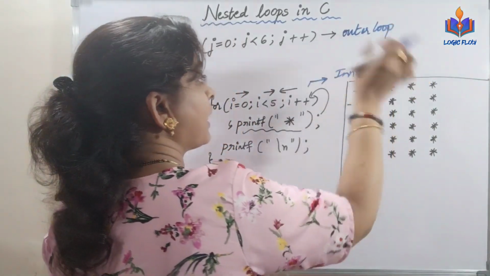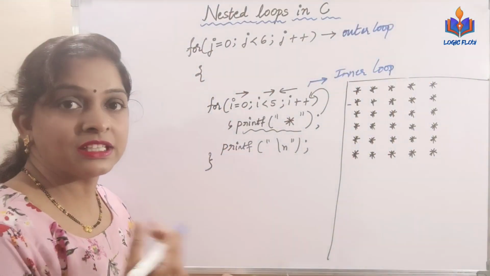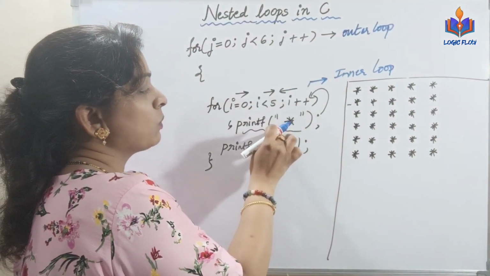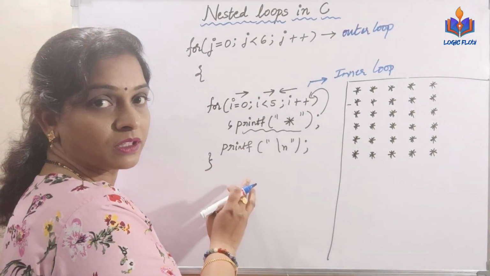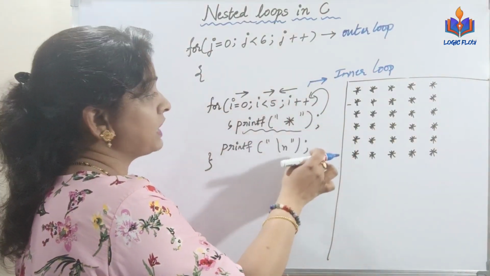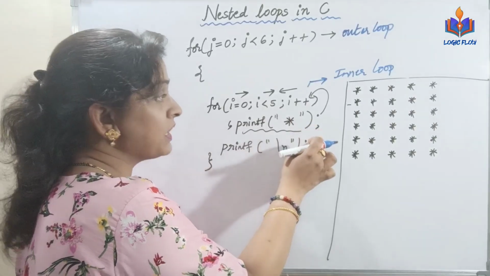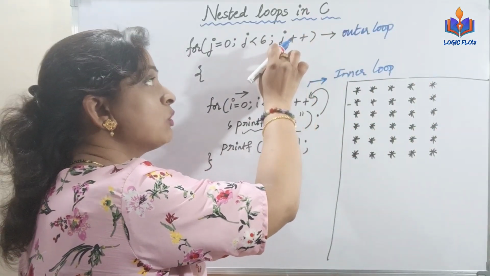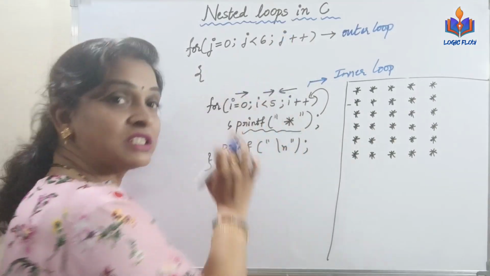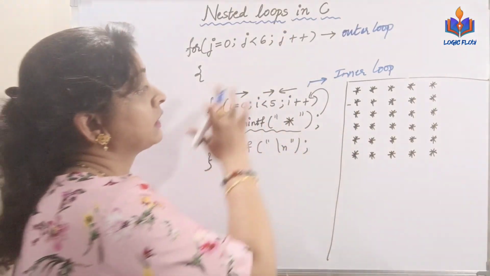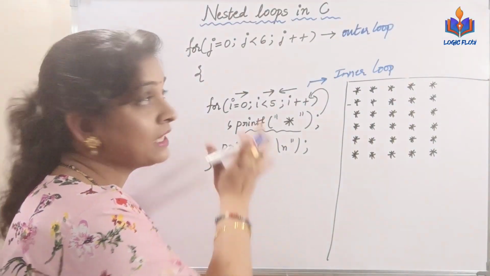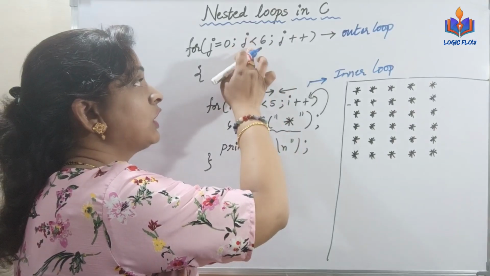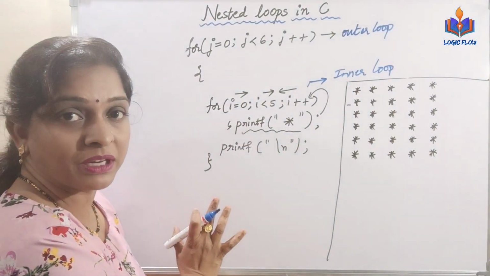So, outer loop and inner loop. Let us see the flow of this. With the given outer loop value, the inner loop has to be executed completely. When the inner loop terminates, the control goes to the outer loop. With the new outer loop value, the inner loop once again starts from the first. Then it has to be executed completely. Then again the control goes to the outer loop. Check the outer loop. If the outer loop terminates, the whole loop terminates.